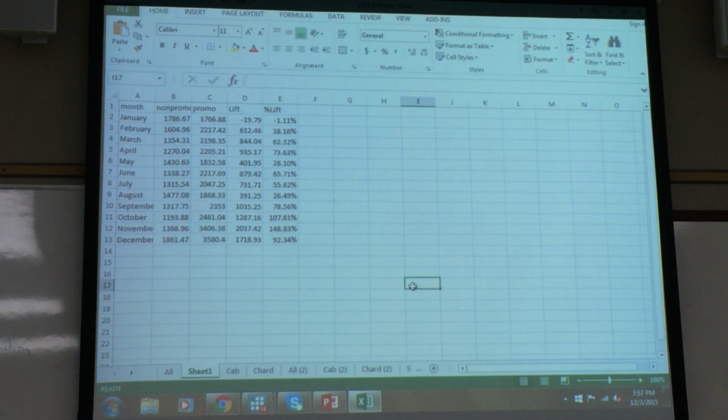So just remind me, for the percent lift, we divided the lift by what? By the non-promoted. So lift by non-promoted. So promoted minus non-promoted divided by non-promoted. Those are impressive, at least for this line. Remember, this is not one SKU, it's a collection of SKUs. It's a family of SKUs. Chardonnay, Napa, and so on.